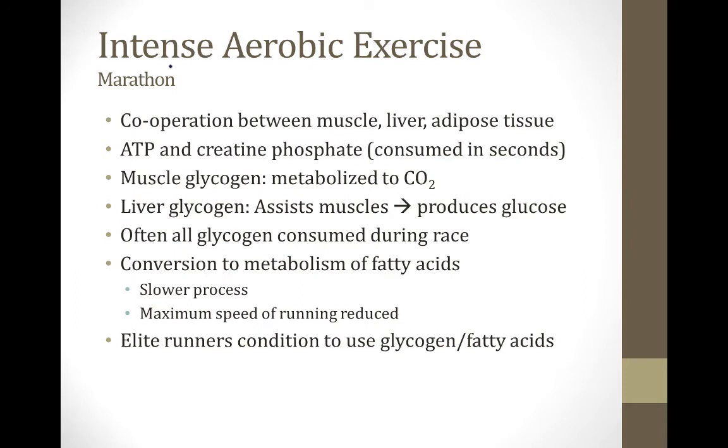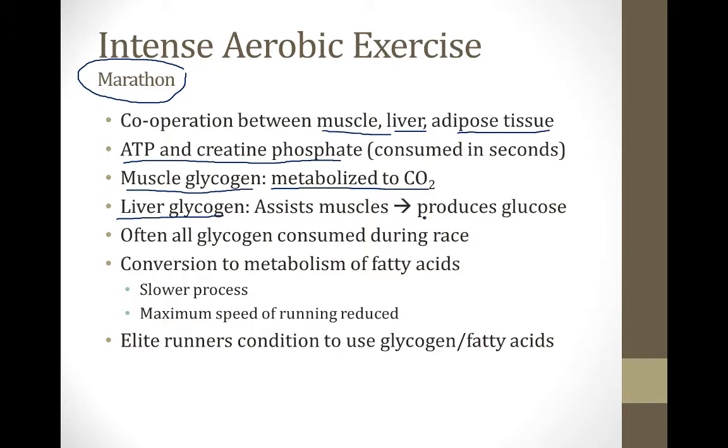Now let's consider the case of intense aerobic exercise. And to do this, let's consider running a marathon. When you run a marathon, there's cooperation in terms of biochemistry between your muscles, your liver, and your adipose tissue. Once again, ATP and creatine phosphate in muscles is consumed within seconds and doesn't last very long. Again, your muscle will metabolize glycogen all the way to carbon dioxide aerobically. In the case of a marathon, however, your liver is also going to assist by metabolizing glycogen and producing glucose, which it will release into the plasma, and that can be taken up by muscles to assist in production of energy. Often all of the glycogen in your body is consumed during a long race like a marathon.